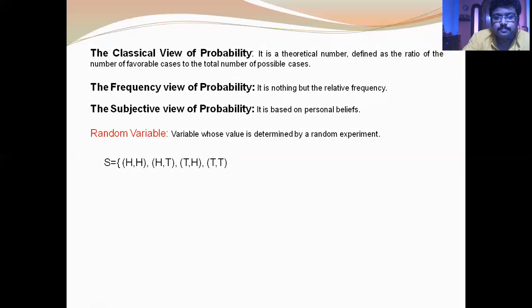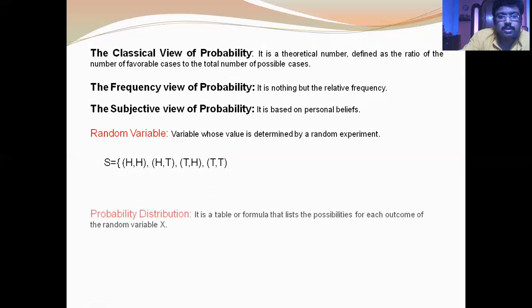Now, the probability distribution. It is a table or formula that lists the probabilities for each outcome of the random variable X. Probability distribution is nothing but a table that lists the probabilities for each outcome of the random variable X.